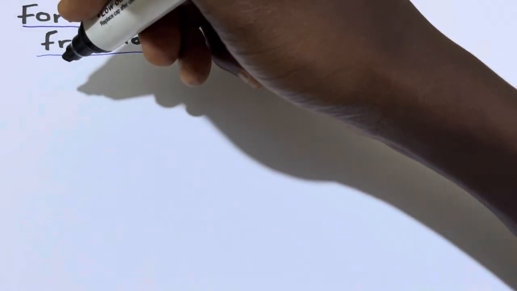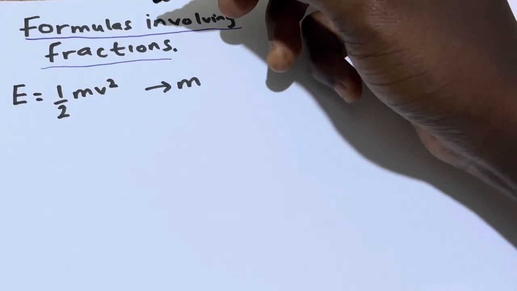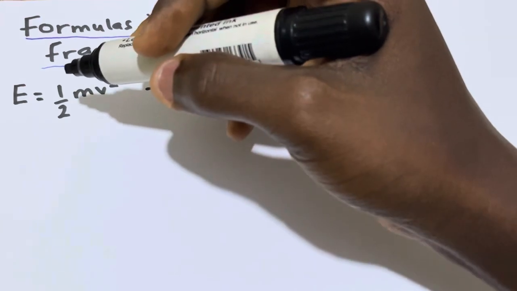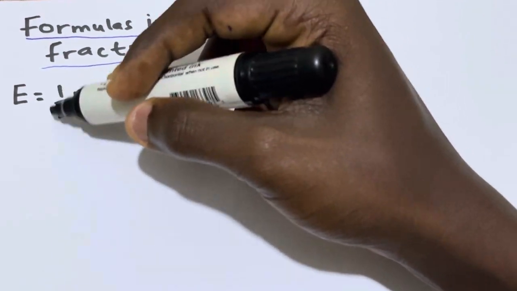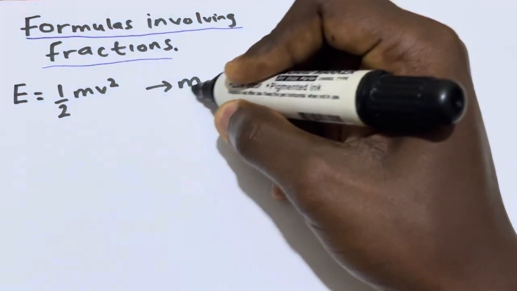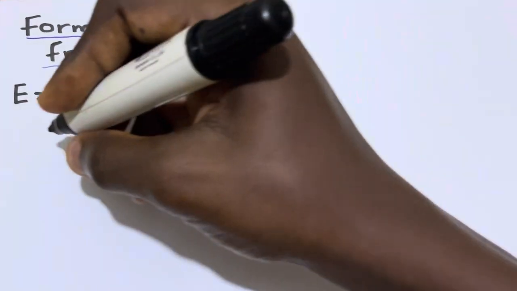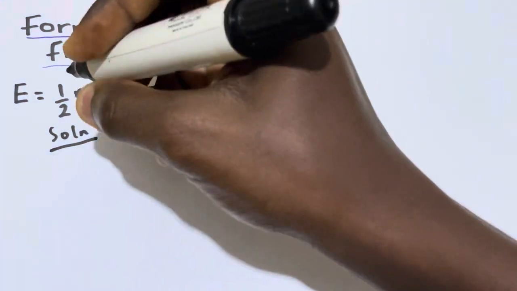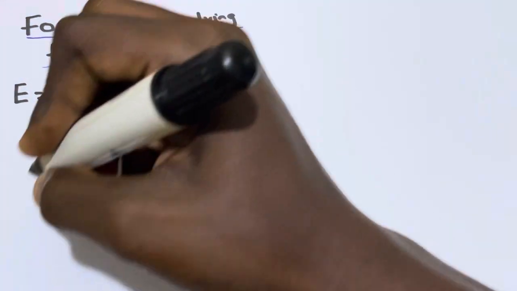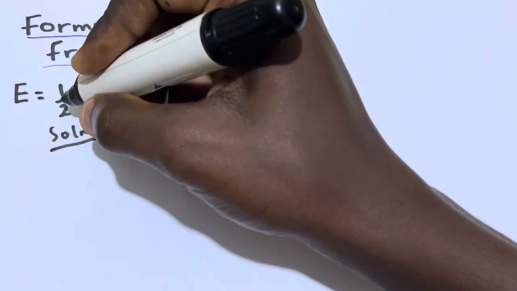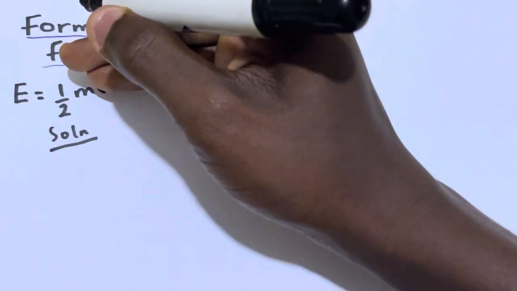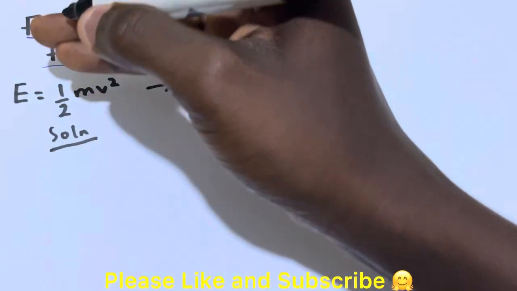Next up, we'll be dealing with formulas that involve fractions. When it comes to formulas involving fractions, we are always to multiply through by the least common multiple. Are you getting it? So here the least common multiple is 2. We are told to make m the subject in this equation. So we write our solution here. To make m the subject, we have to multiply through. Every time you see fractions, always try to remove the fraction, to bring it to the linear form.